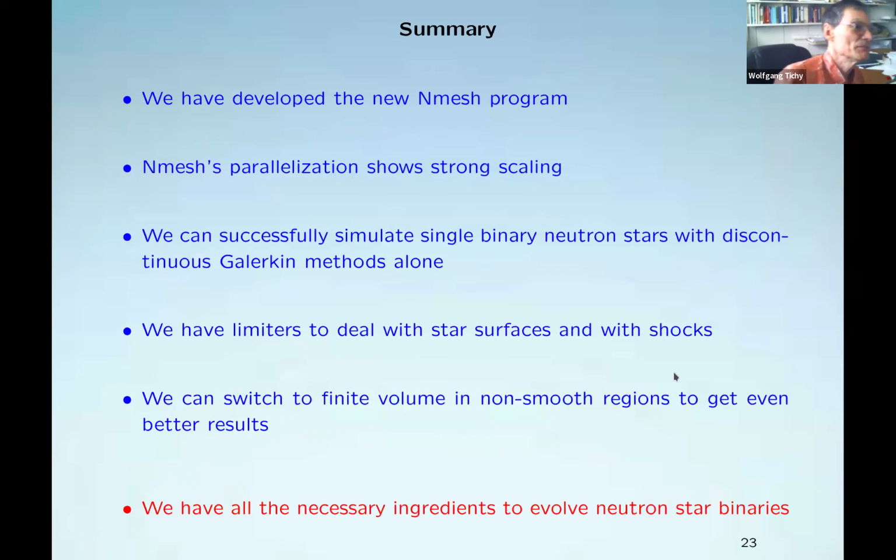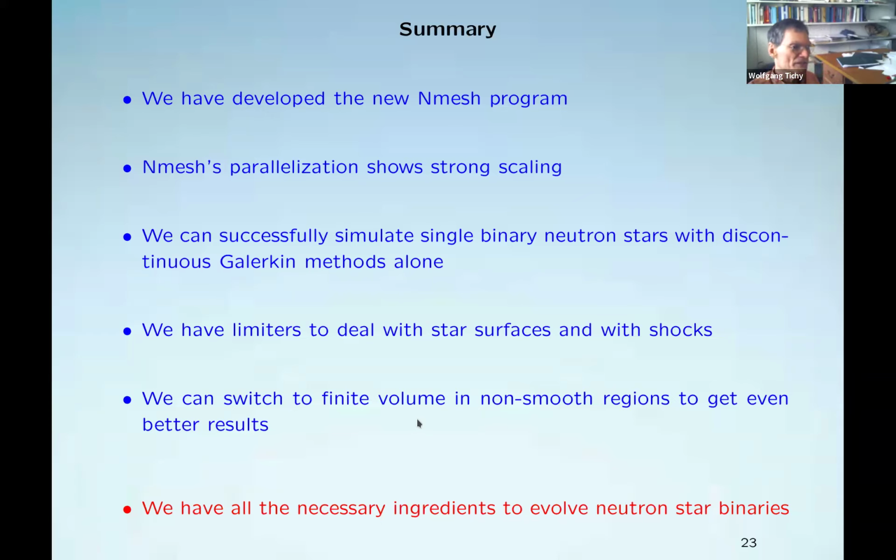So now here's the summary. We have developed this new Nmesh program. In some test cases, and we have not done all that many yet, it shows very good strong scaling results. And we can successfully simulate single neutron stars with the discontinuous Galerkin method alone. But if you have true shocks or star surfaces, it's often better to use finite volume methods. And for this, we have various ways. We can switch to finite volume or finite differencing methods in non-smooth regions. Or we can just use DG alone with certain limiters. But as I said, these limiters work less well.